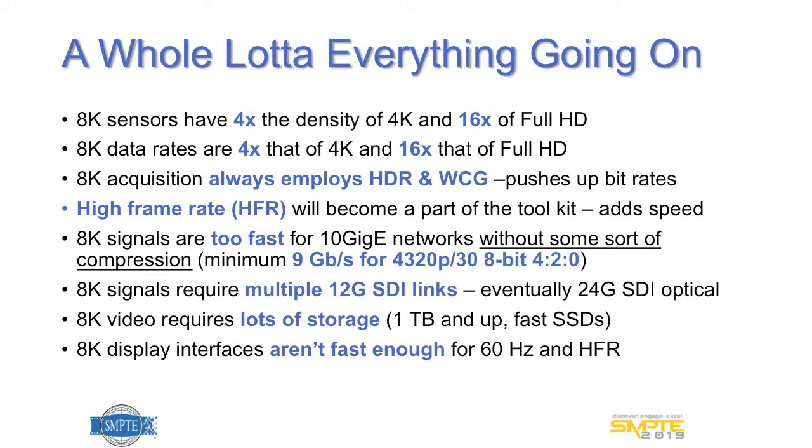And speaking to Siegfried Fössel yesterday about what he thinks is the safe maximum level to compress 8K: 10:1 using JPEG XS, well, that'll get you 8K 60, 422, 10-bit. That'll allow you to run it through a 10 gig network switch, which is pretty amazing. So there's really a whole lot of everything going on here with 8K, all over the place.